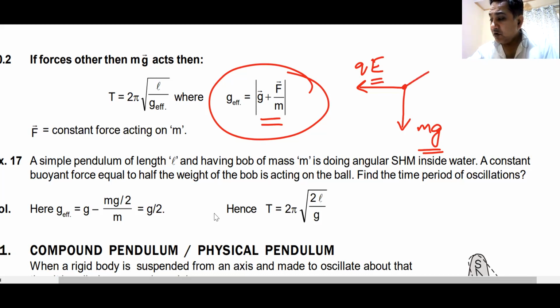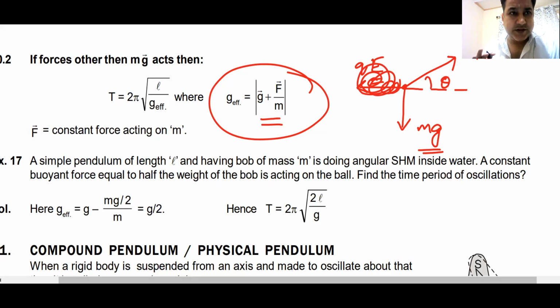This qE could have been like this also, at an angle theta. Don't need to worry. Find out the acceleration, divide it by the mass, and you have the effective value of g due to gravity. If you want to find out the equilibrium angle, divide the horizontal by the vertical. If you want to find out the time period, T equals 2 pi root over g effective, the magnitude of g effective will be under root of the x component squared plus the y component squared. Do we understand this?